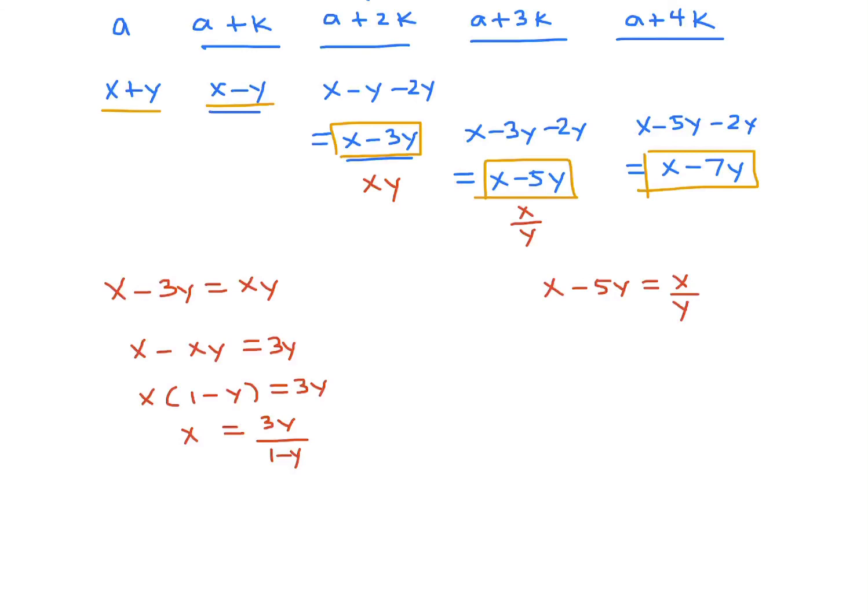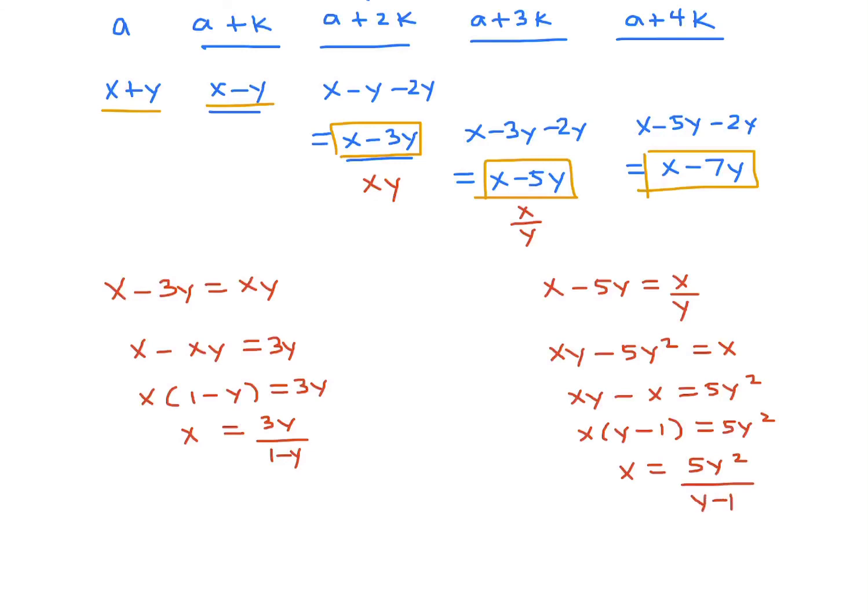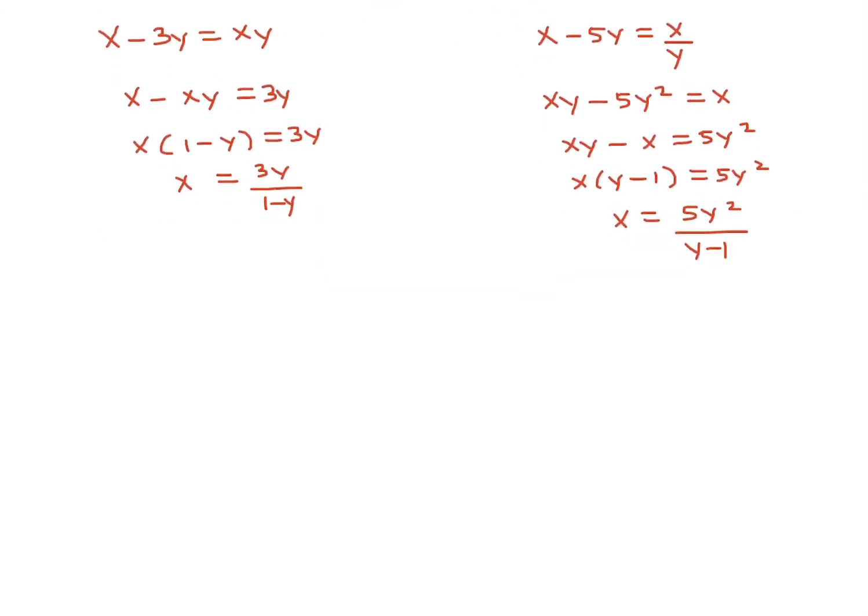We can, in any way you want, cross multiply first. Xy minus 5y squared is equal to x. And then xy minus x is equal to 5y squared. And then x(y minus 1) is equal to 5y squared, like that. And therefore x is equal to 5y squared over y minus 1. And there you have it. We've got two values for x.